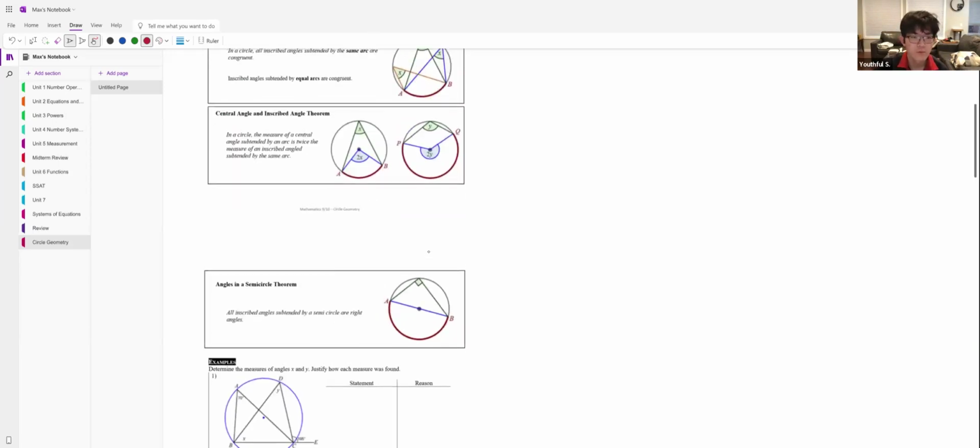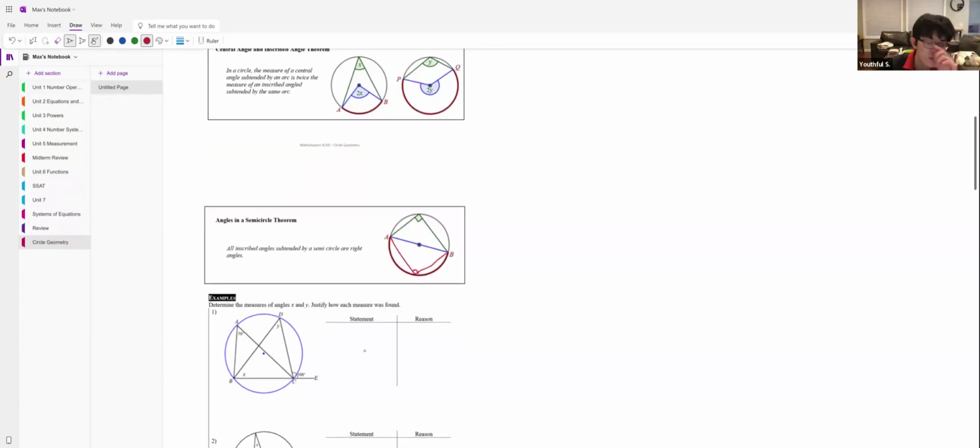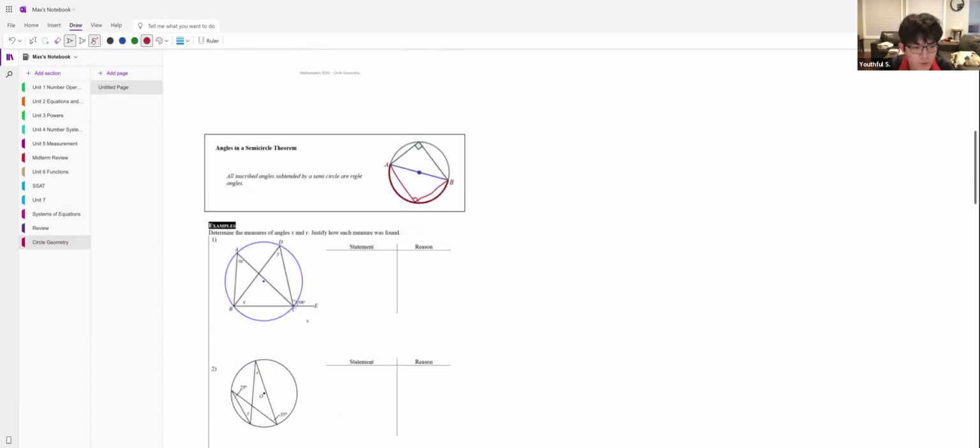Okay, cool. Angles in a semicircle theorem. All inscribed angles subtended by a semicircle are right angles. It's fairly simple. Half the circumference is an arc, then any angle is 90 degrees, right? So this is 90 degrees, and if you draw it like this, that's 90 degrees. It's always going to be 90 degrees. Okay. Determine the measures of angle x and y. Justify how each measure was found. Okay, so we have y here and we have x here.